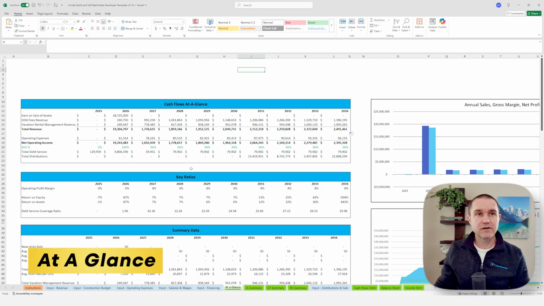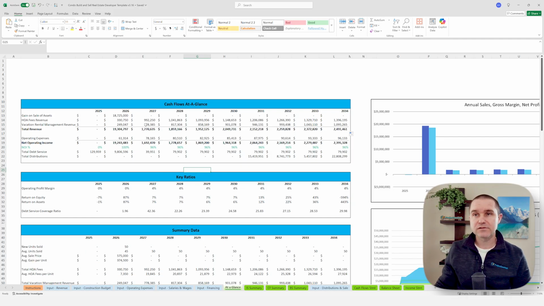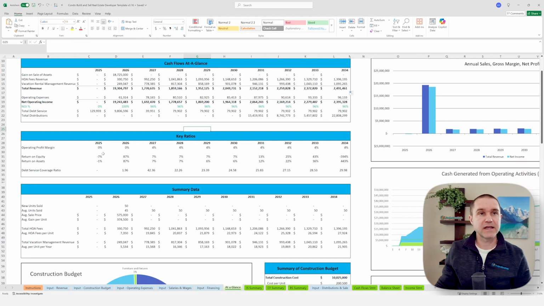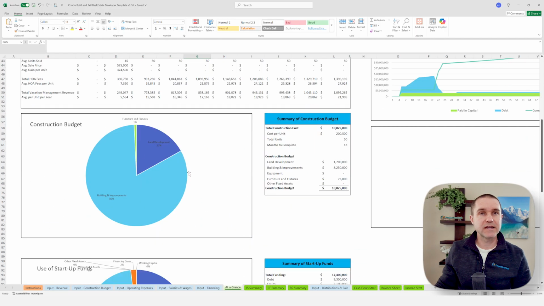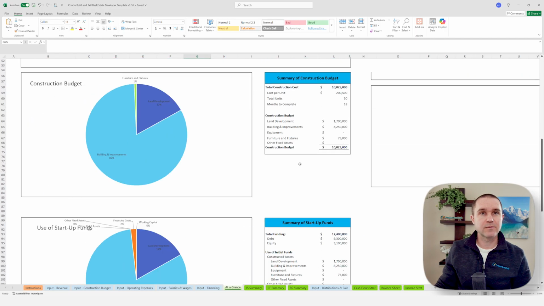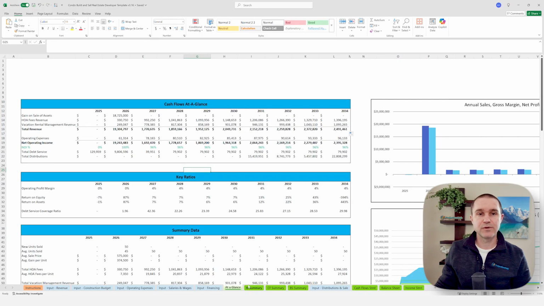Okay, so we're going to start here on the At a Glance tab. This is kind of the end of the process. After you've filled out all of the assumptions, you're going to get to see some charts, tables, and graphs that will give you some high-level data. So cash flow at a glance, some key ratios, summary data, construction budget, use of startup funds, and different graphs and charts that will be useful in your business plan or pitch deck.